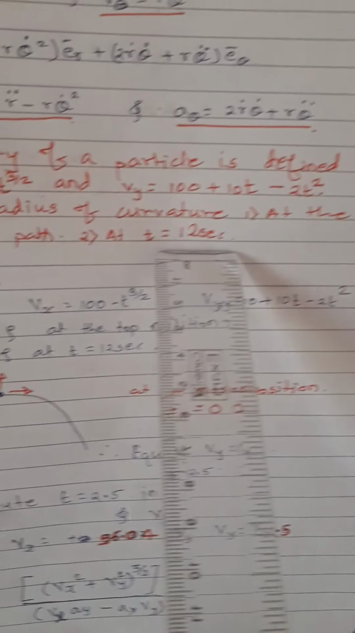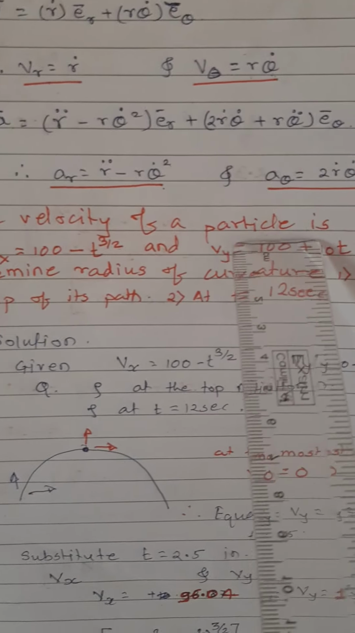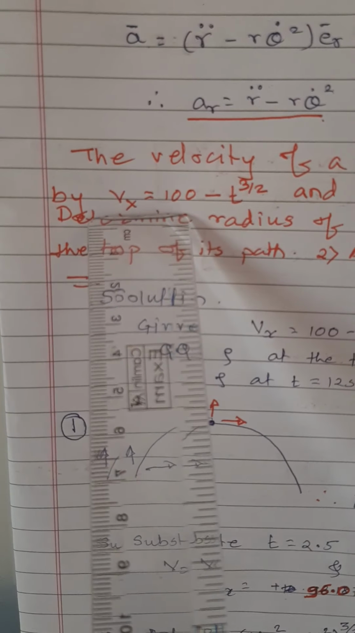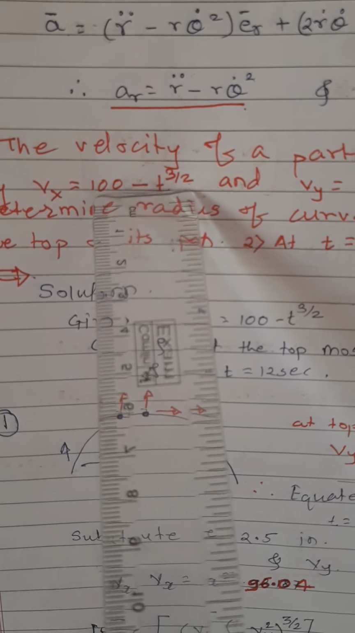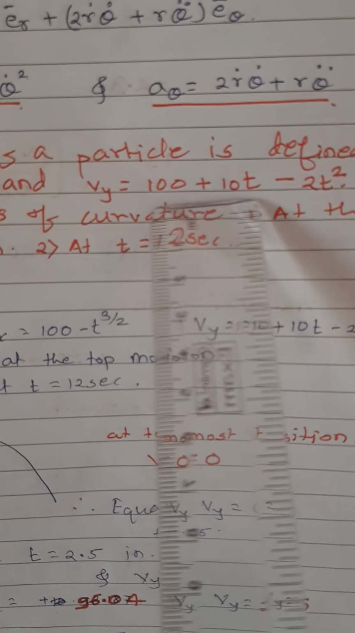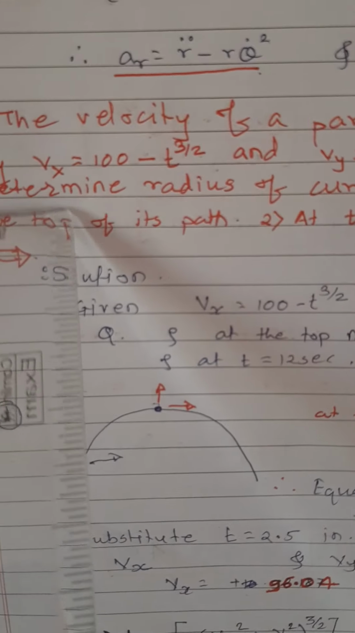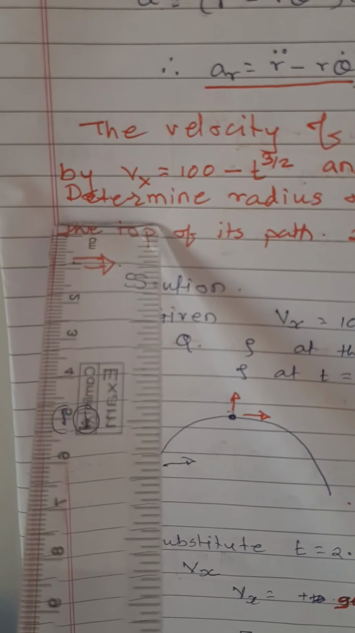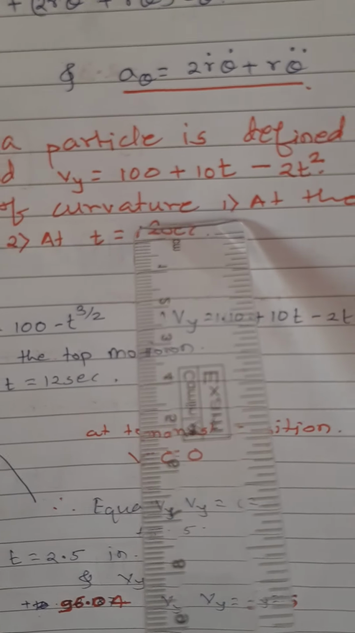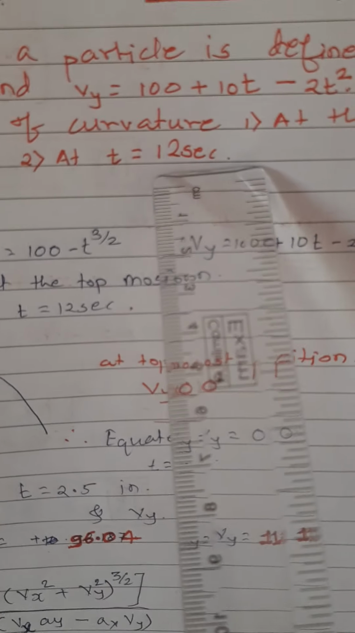So here this is the question. Again I repeat, the velocity of a particle is defined by Vx is equal to 100 minus t to the power 3 by 2 and Vy is equal to 100 plus 10t minus 2t square. They have asked us to determine the radius of curvature, that is rho, at the top of its path and at t equal to 12 seconds.